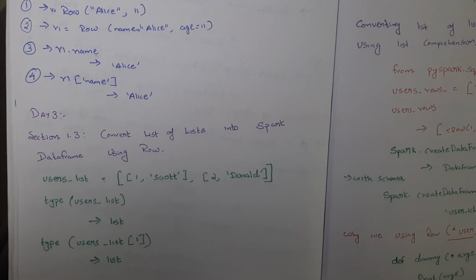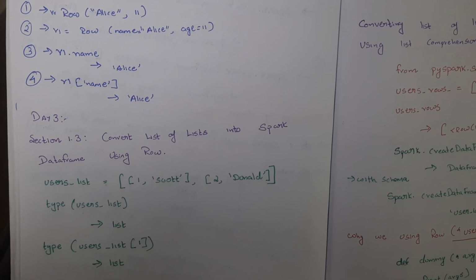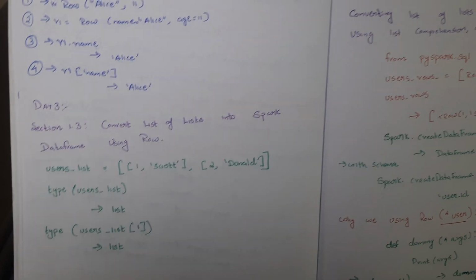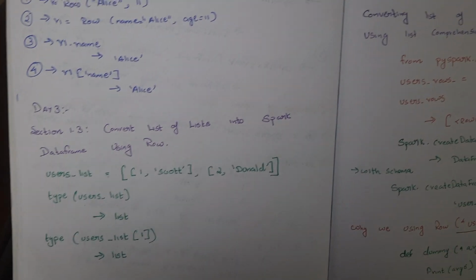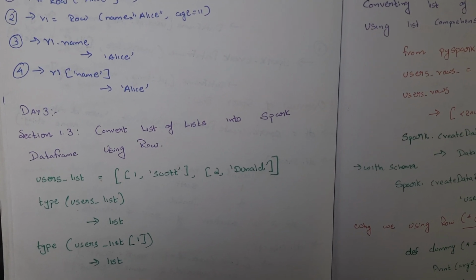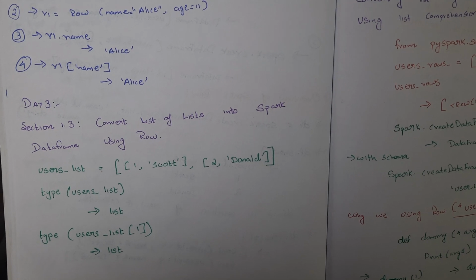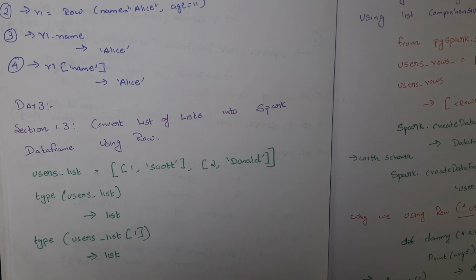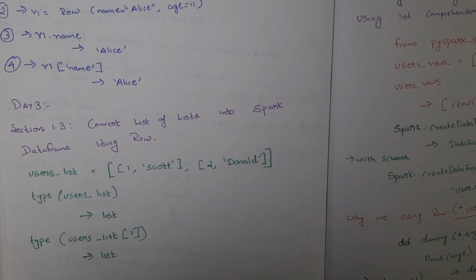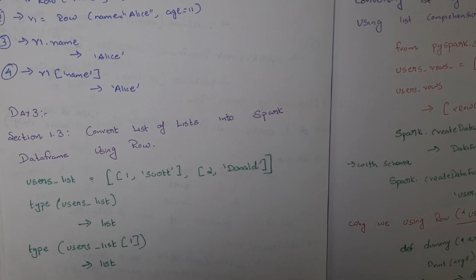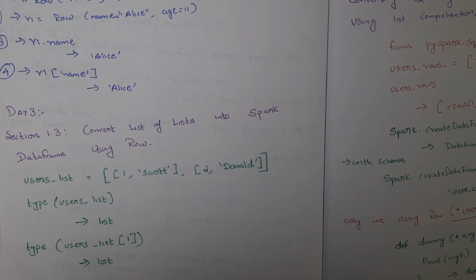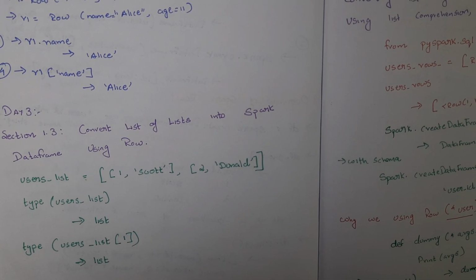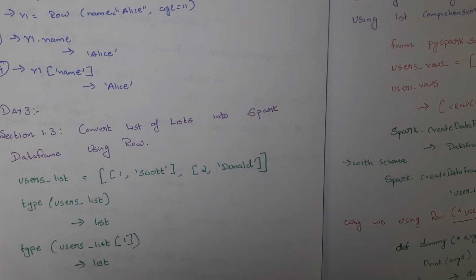So today we are going to cover how to convert a list of lists into a Spark data frame using Row. What exactly we are going to do here is take a list, convert that list of lists into a list of rows, and then create a Spark data frame on top of the rows. In earlier sessions, we have seen how to create the Spark data frame using a list and a list of tuples. Today we're going to see how to create a data frame using a Row.